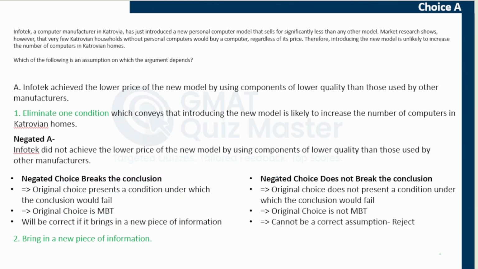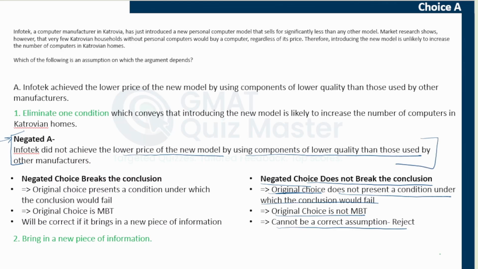However, if this negated choice does not break the conclusion, it means that the original choice does not present a condition under which the conclusion would fail. So it is not MBT, and therefore it cannot be a correct assumption and we can reject it. So let's see if negated A breaks the conclusion. Negated A says Infotech did not achieve the lower price of the new model by using components of lower quality compared to those used by other manufacturers.